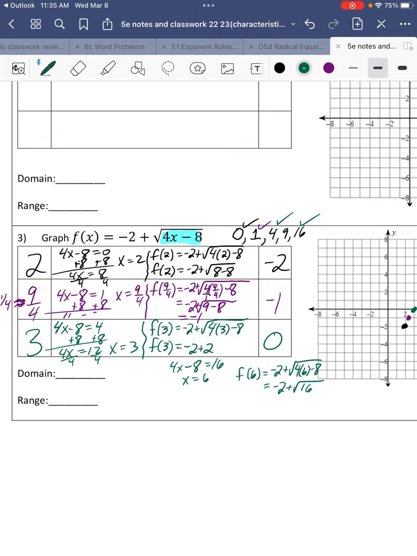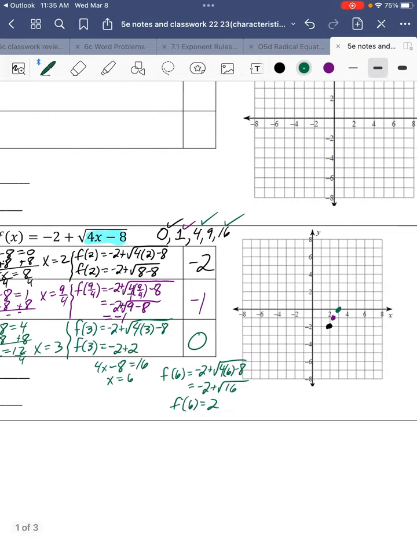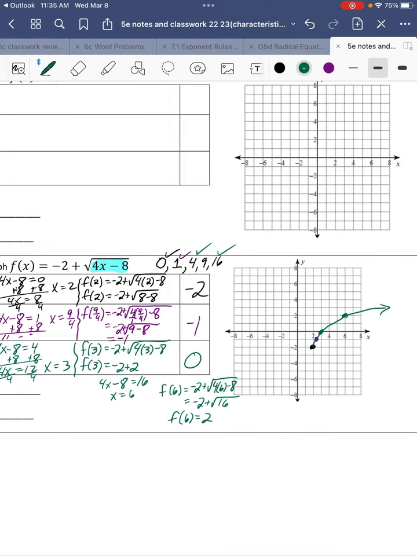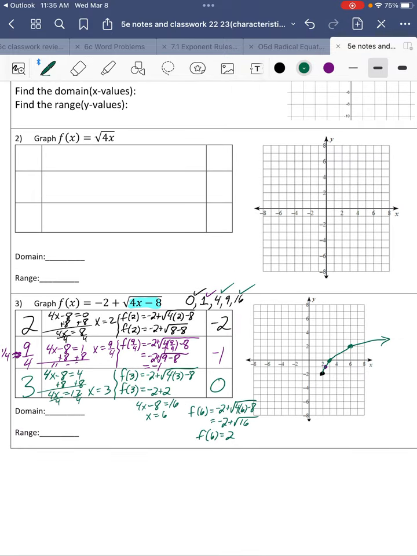So 24 minus 8 is 16. The square root of 16 is 4 plus -2. When the x value is 6, the y value of our function is going to be 2. So it's going to be 6, 2. And so that makes a nice, a little bit easier of a curve.